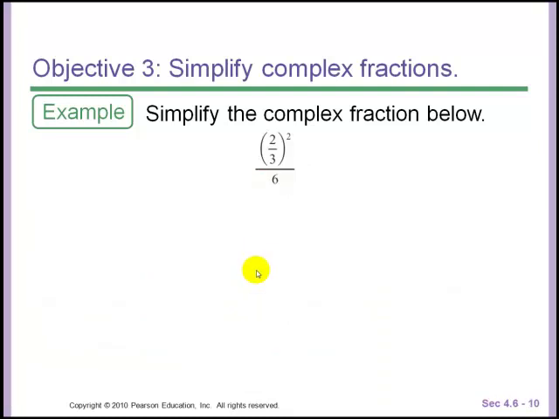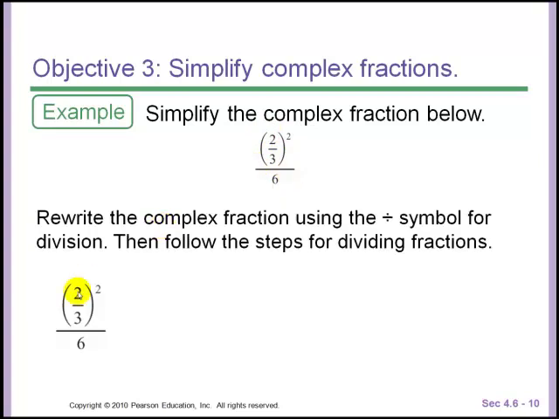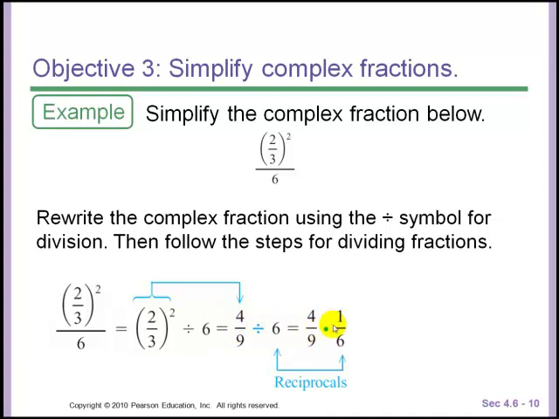Our last example. Simplify the complex fraction, parenthesis 2/3 squared over 6. We will rewrite this fraction as a division. So we have 2/3 squared divided by 6. We still have to follow order of operations, which says to do exponents first. So 2/3 squared is 4/9. Now we will divide by multiplying by the reciprocal.